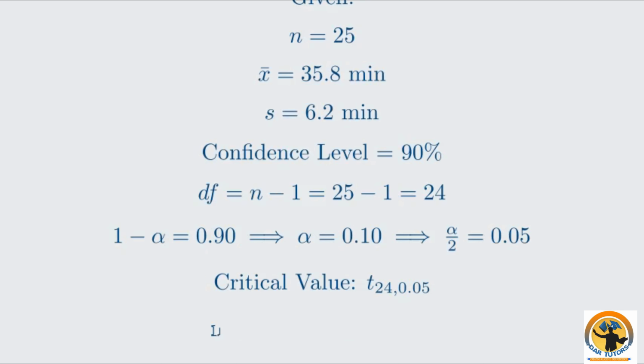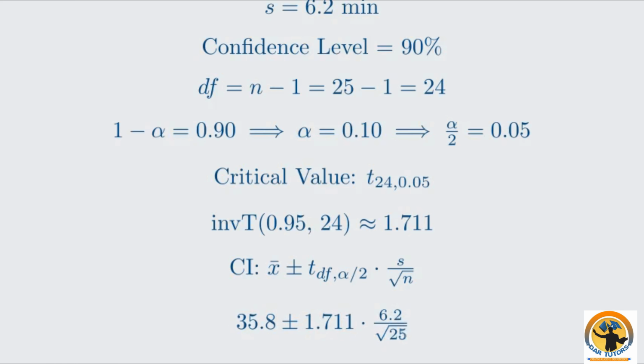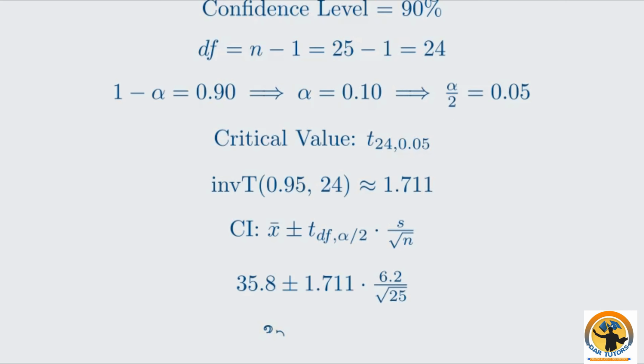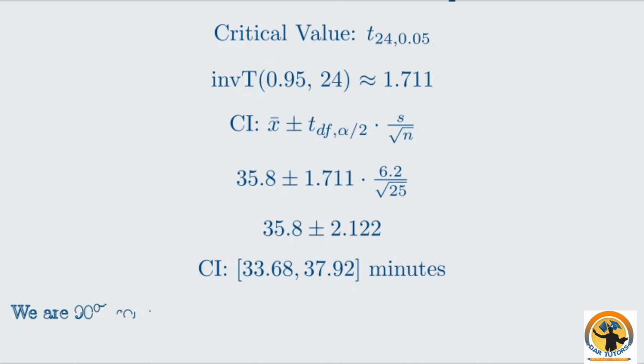Using our calculator's invT function for an area of 0.95 and 24 degrees of freedom, we find the critical t-value to be approximately 1.711. Now we can construct the interval using the formula. The interval is 35.8 plus or minus 1.711 times the quantity 6.2 divided by the square root of 25. This simplifies to 35.8 plus or minus 2.12. This gives us a 90% confidence interval for the mean commute time of 33.68 minutes to 37.92 minutes. This means we are 90% confident that the true average commute time for all workers is between 33.68 and 37.92 minutes.